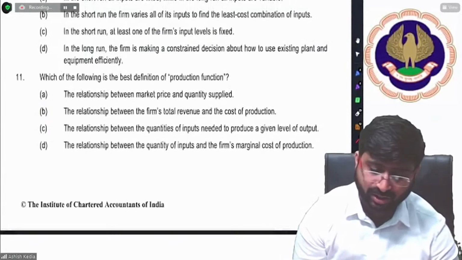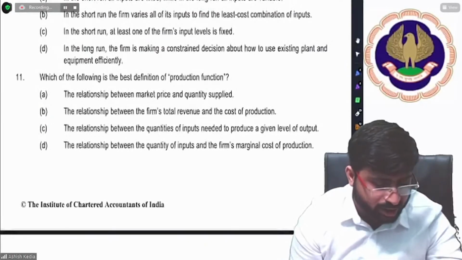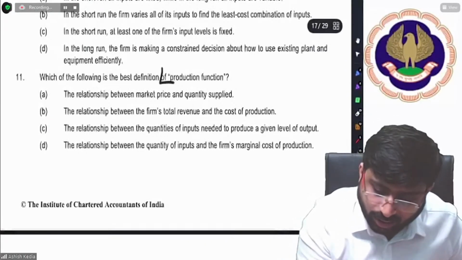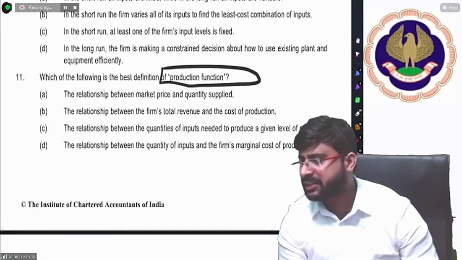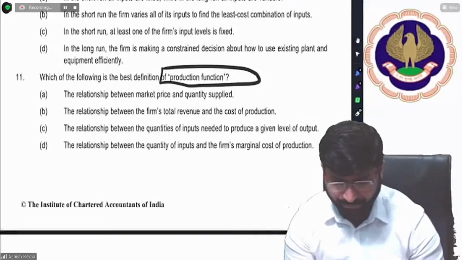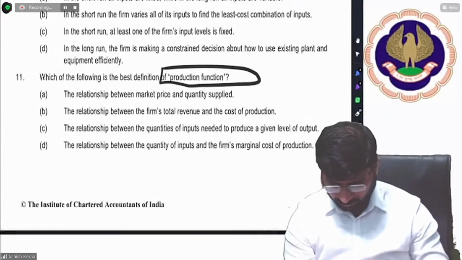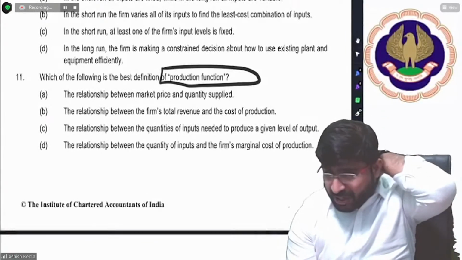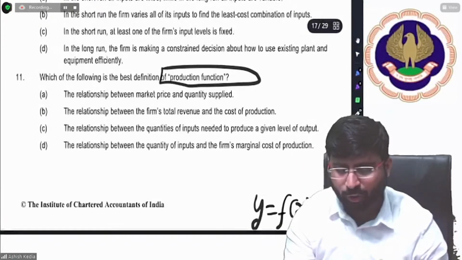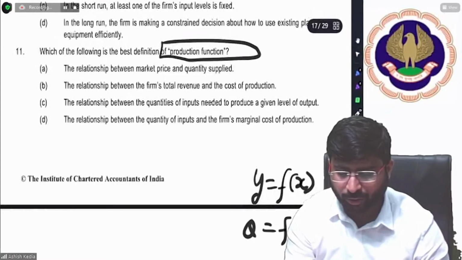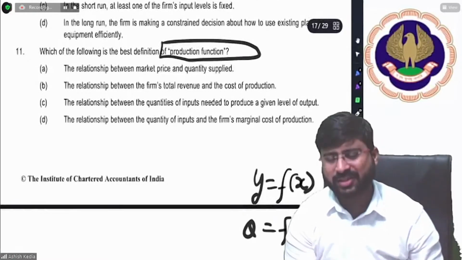Okay, next, good question. Number 11, we have studied production function. So the question is, which one of them is the best definition of production function? Come on. We have studied what production function is. I will give you a hint. Through this equation I taught you, or through this equation I taught you. Production function.